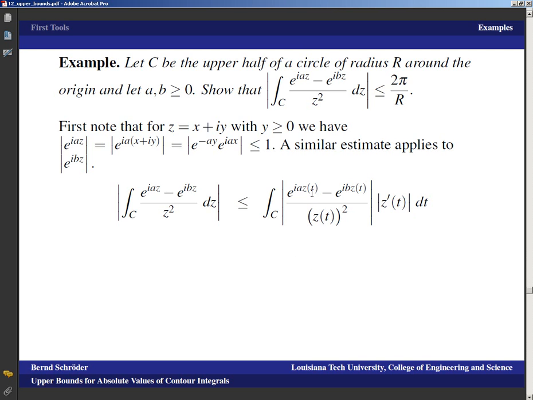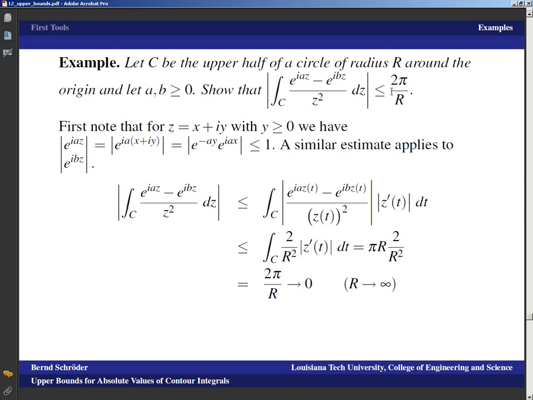And well, now we know that this stuff here is less than or equal than 2, right? Because this guy is at most 1, and this guy is at most 1, and so the difference, even if the signs line up strangely, is at most 2. And we are on a circle of radius r around the origin, which means z of t absolute value will be r, so we get 2 over r squared, and z prime of t absolute value stays with us. And then, because the 2 over r squared comes out, the integral of z prime of t absolute value dt over the upper half of a circle of radius r is just half the circumference, which is pi times r. So that's 2 pi over r then, which goes to 0 as r goes to infinity.